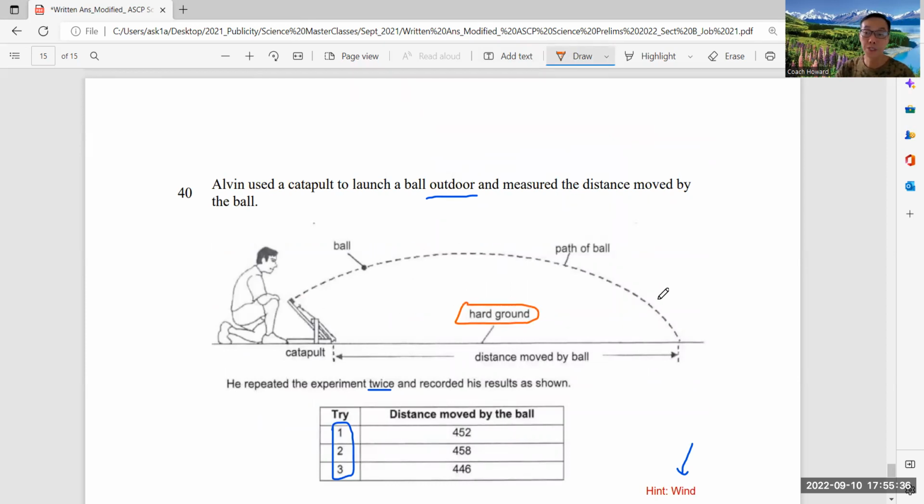As he fired the ball, right? So when the ball hits here, right? So if it's a hard ground, the ball will continue to roll forward, right? And also there will not be any imprints on a hard ground. Okay, hard means when the ball hit, they won't form any depression or any imprint.